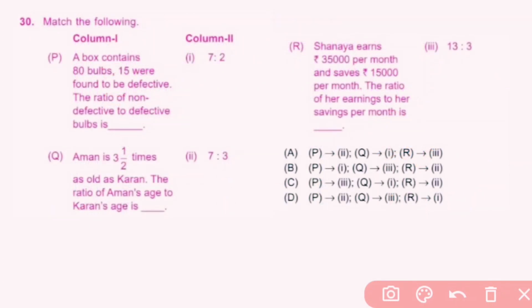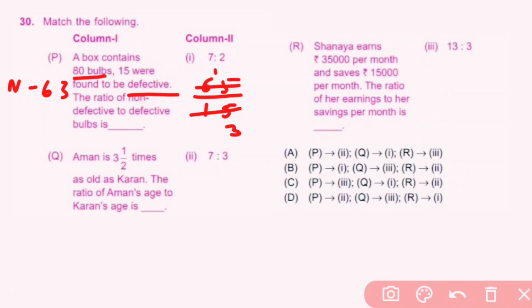Question number 30. Match the following. Column 1, P. A box contains 80 bulbs. 15 were found to be defective. The ratio of non-defective to defective bulbs is. So there are a total of 80 bulbs and out of 80, 15 were defective. So non-defective are 80 minus 15, 65. Then the ratio of non-defective to defective. So here 5 3s are 15 and 5 1s are 5, 5 13s are 65. So the ratio will be 13 is to 3. So for P, 3 is the correct answer.